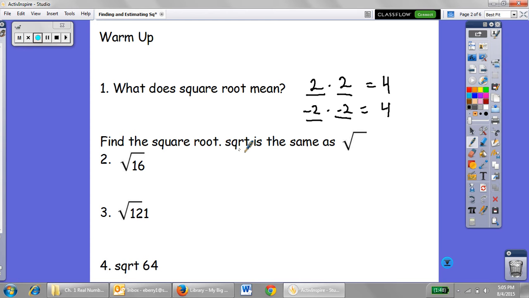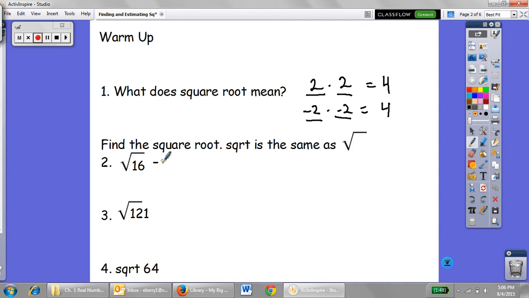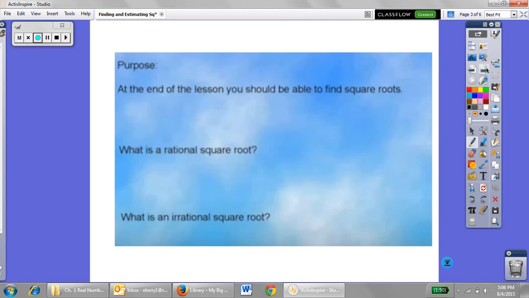Okay, now let's find the square root. Sometimes you'll see me write this as SQRT instead of actually using the square root symbol. The square root of 16. So I'm thinking of two numbers that when I multiply them, I get 16. That number is 4 because 4 times 4 is 16. The square root of 121 is 11 because 11 times 11 is 121. And the square root of 64, so if you want to write that using the symbol, we can do it like this. And the square root of 64 is 8 because 8 times 8 is 64.